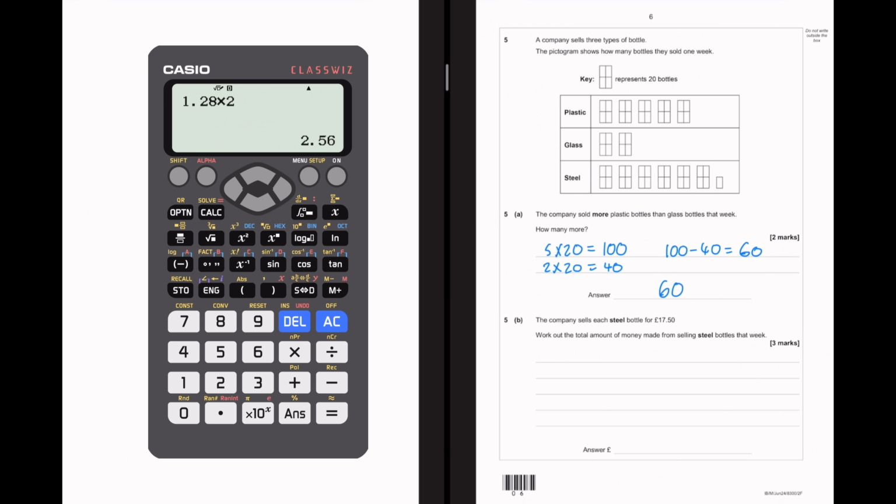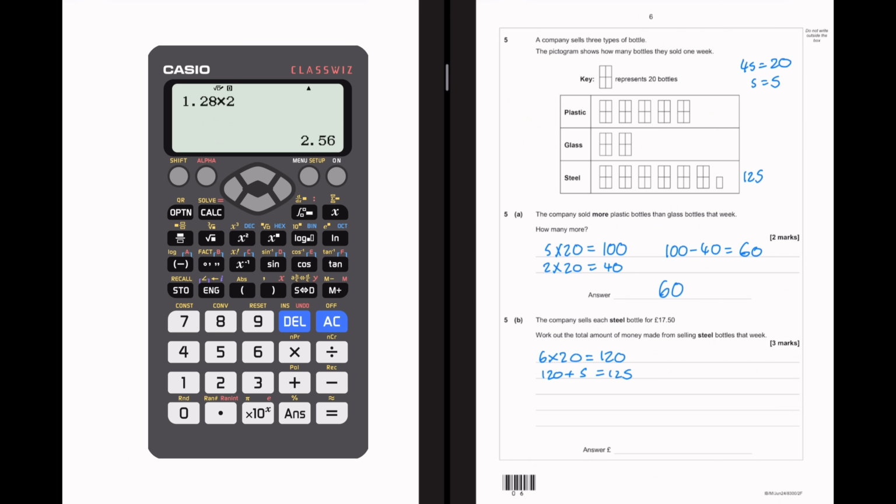Part B says the company sells steel bottles for £17.50. Work out the total amount of money made from selling these steel bottles that week. So we've got 1, 2, 3, 4, 5, 6. So 6 times 20. That's equal to 120. And then we need to add on one of these squares. So if 4 squares equals 20, then 1 square is equal to 5. So 120 plus 5 is equal to 125.